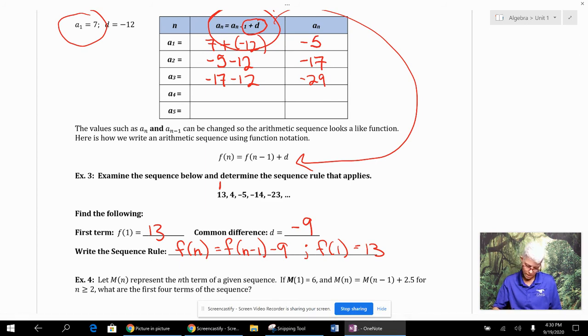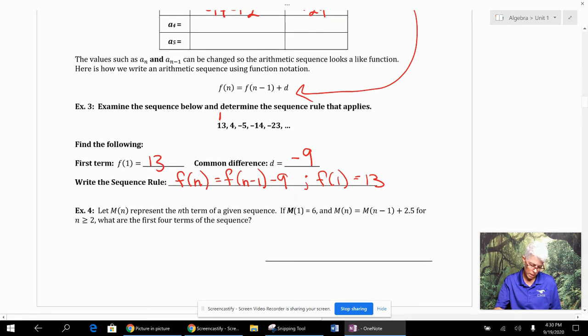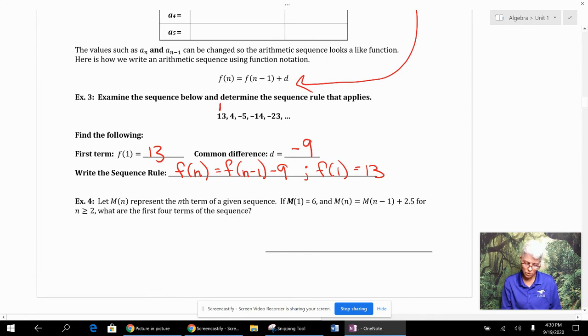And then this next one here, it tells you again the first term, and then it tells you the difference. Those are the things that you'll look for. And they want to know, well, what would be the next terms? Well, actually it asks for the first 4 terms.